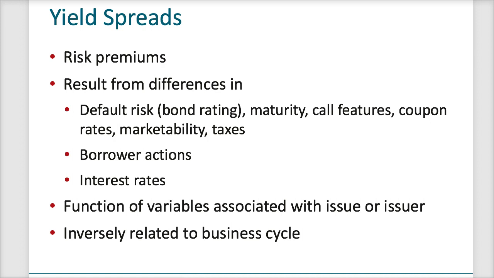So other things we can think about the business cycle. So if the business cycle is going to affect inflation, that's going to have an effect on yield spreads as well. So these are all things that can affect the risks of bonds and therefore result in different yields over time.